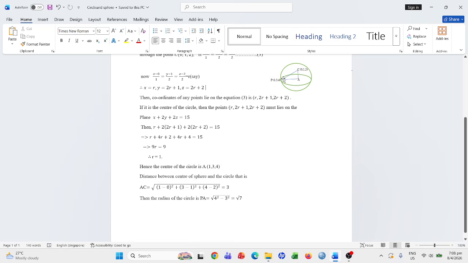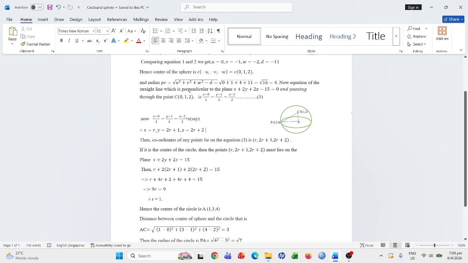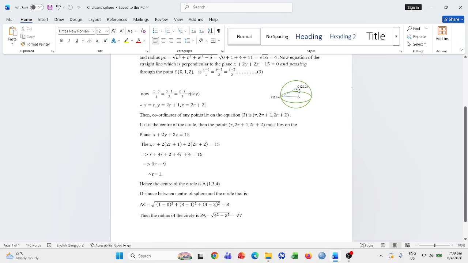PC is the radius of the given sphere, and PA is the radius of the given circle. The distance from P, that is PA, denotes the radius of the circle. Then we have to find out PC and AC. We have already got PC equal to 4. Now we have to find out AC equal to what?